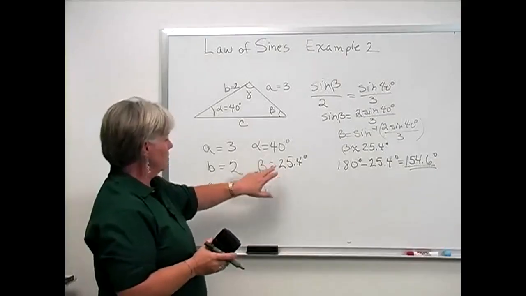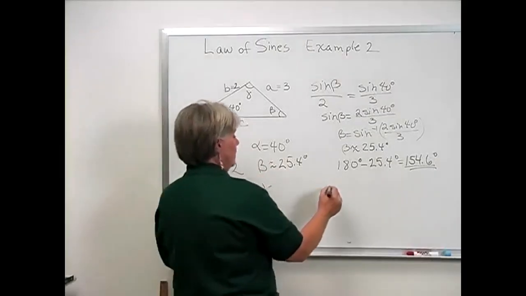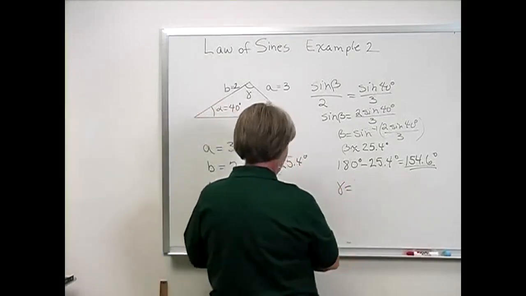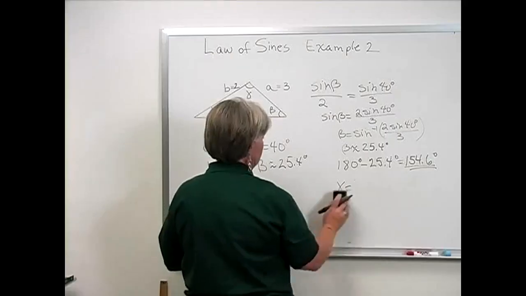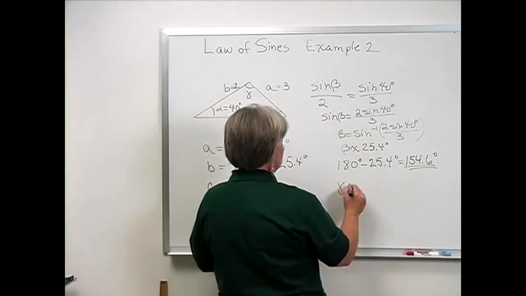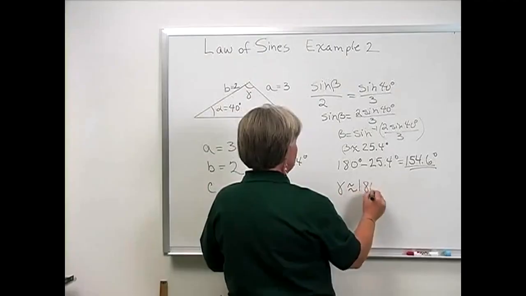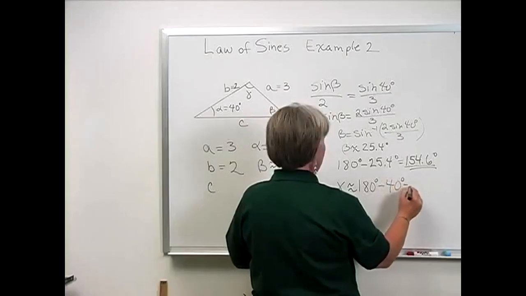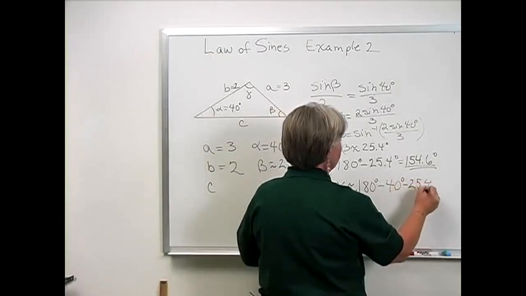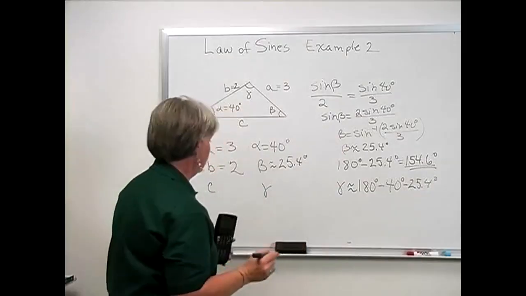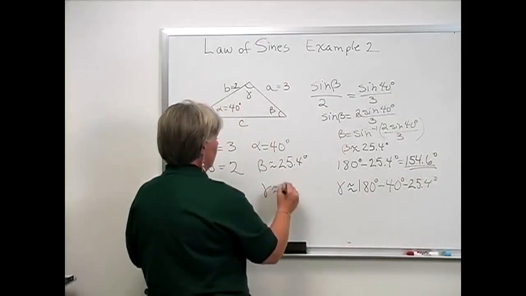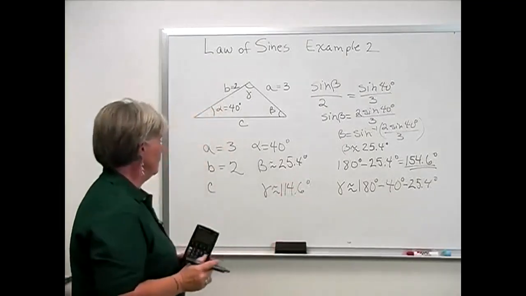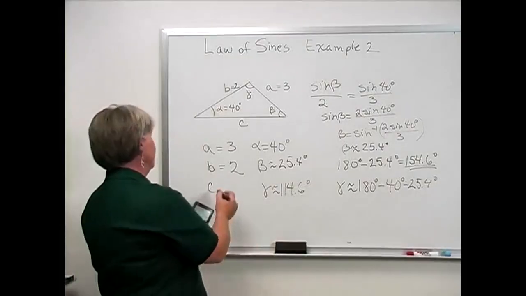So we're going to find gamma using the fact that the sum of the angles in the triangle is 180. So gamma, actually we'll put approximately because we're approximating this. So gamma is approximately 180 minus 40 minus 25.4. All right, so that's 114.6 degrees. All right. Now we can find the third side, C.